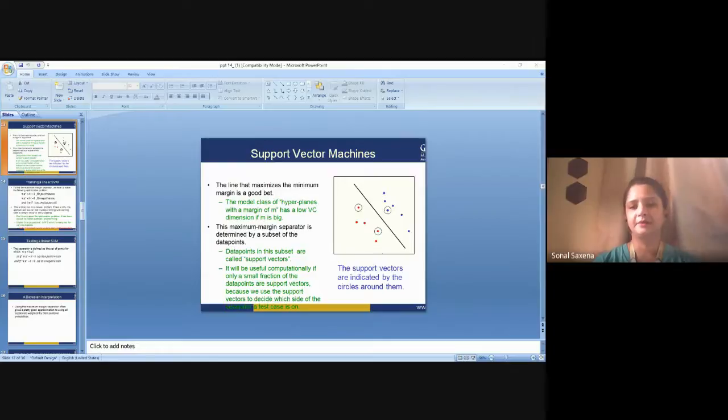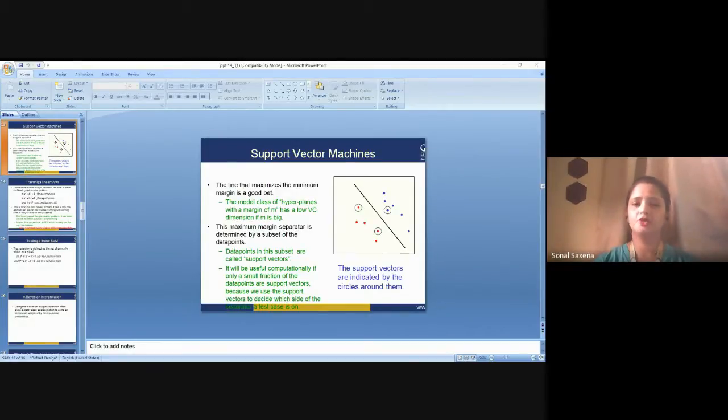linear classifier. Although methods such as Platt scaling exist to use SVM in a probabilistic classification setting, SVM maps training examples to points in space so as to maximize the width of the gap between the two categories. New examples are then mapped into that same space and predicted to belong to a category based on which side of the gap they fall.